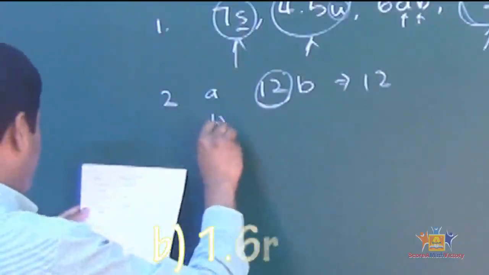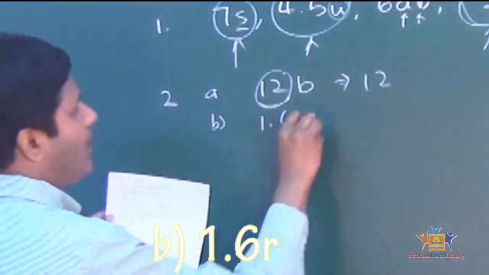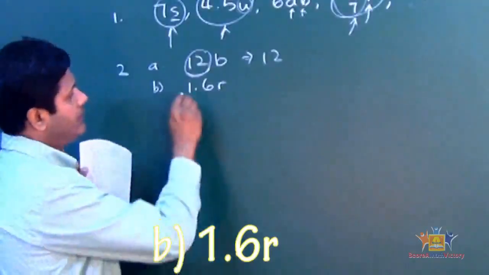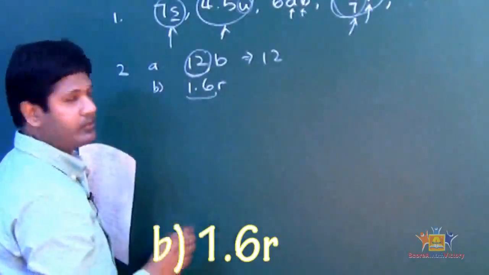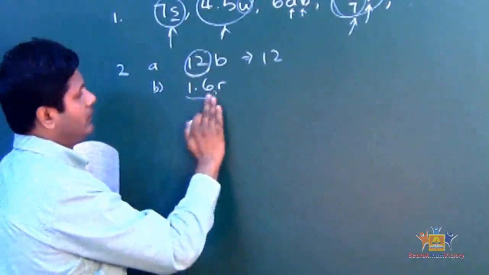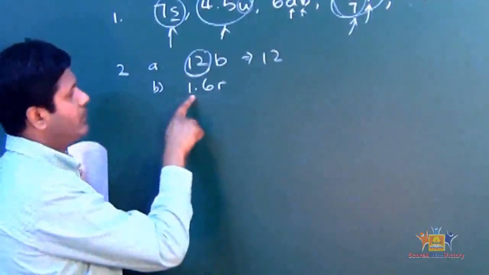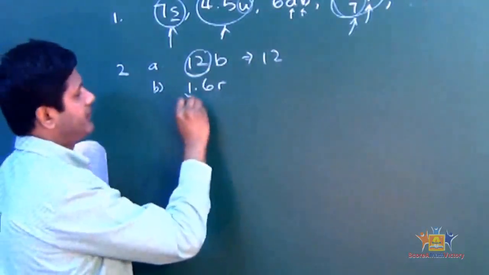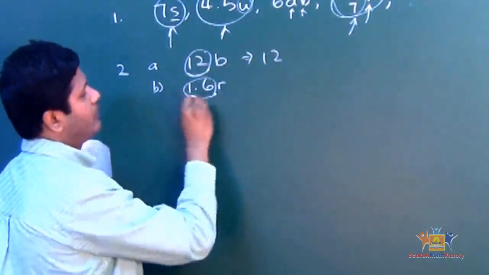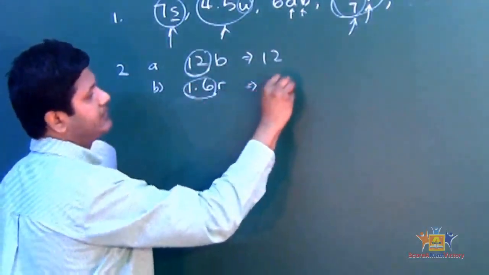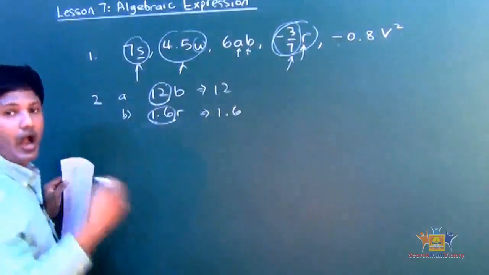And then for b, we got 1.6r. So what's the coefficient in this one? 1.6, okay? So 1.6 is the coefficient, r is the unknown, okay?